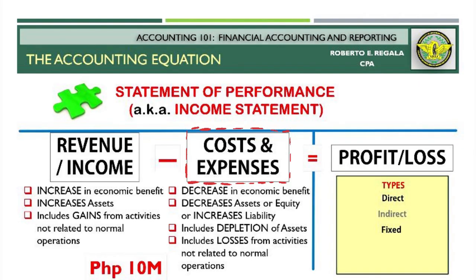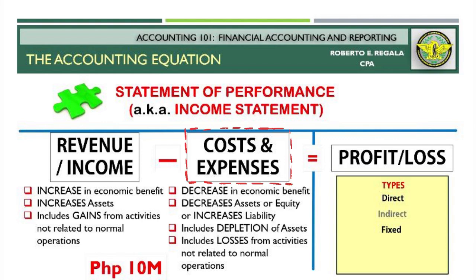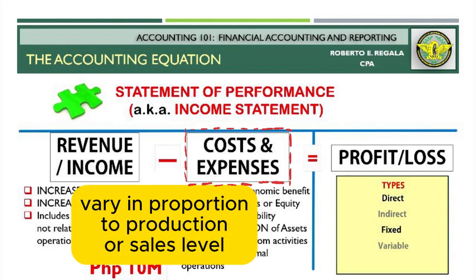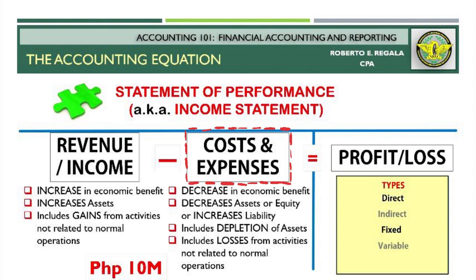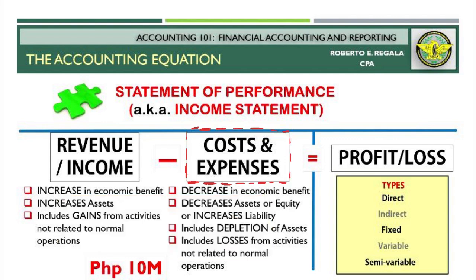3. Fixed costs. These are costs that remain constant regardless of production volume. In fact, entities incur these even when there are no goods produced. Examples of fixed costs include rent and salaries for regular employees, such as the administrative staff. 4. Variable costs. These are costs that vary in proportion to production or sales volume. Examples of these include raw materials and packaging. 5. Semi-variable costs. These are costs that have both fixed and variable components. Examples are utility bills with a fixed base fee and variable usage charged on top of the fixed fee.